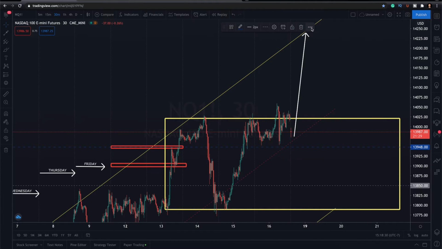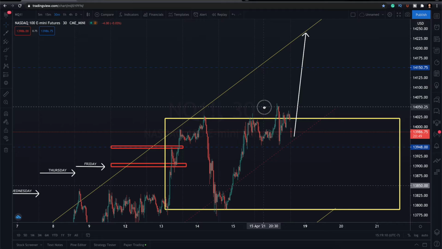First, I'm going to clone this level right here, and I'm going to move it 200 points away, all the way up to 14,150. Then I'm going to use this little lock button right here to lock my levels so I do not move them around when I do my technical analysis. And I'm going to do the same thing with this level right here because I want to have the 14,050 level as well.